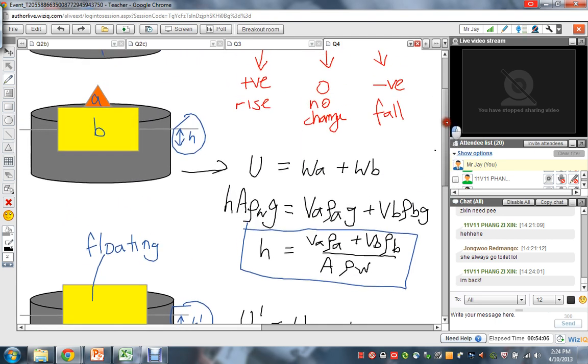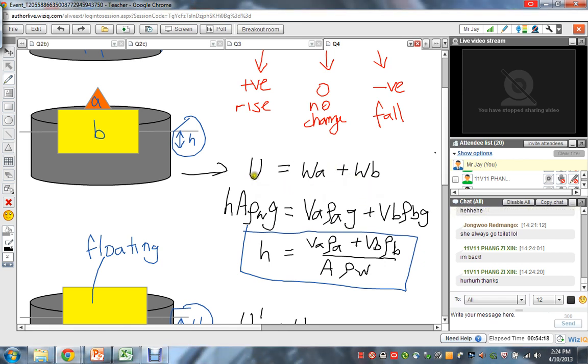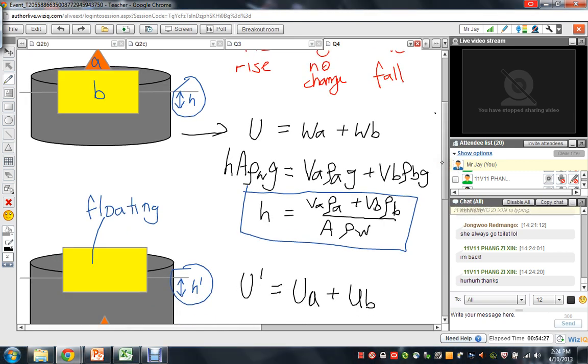In the first case, the boat and the anchor are floating. So the upthrust that acts on this combined system is equal to the weight of both the boat and the anchor. So U equals WA plus WB. This comes from our principle of flotation since both the anchor and the boat are floating. So we substitute the upthrust by the amount of fluid that is displaced by these two objects.